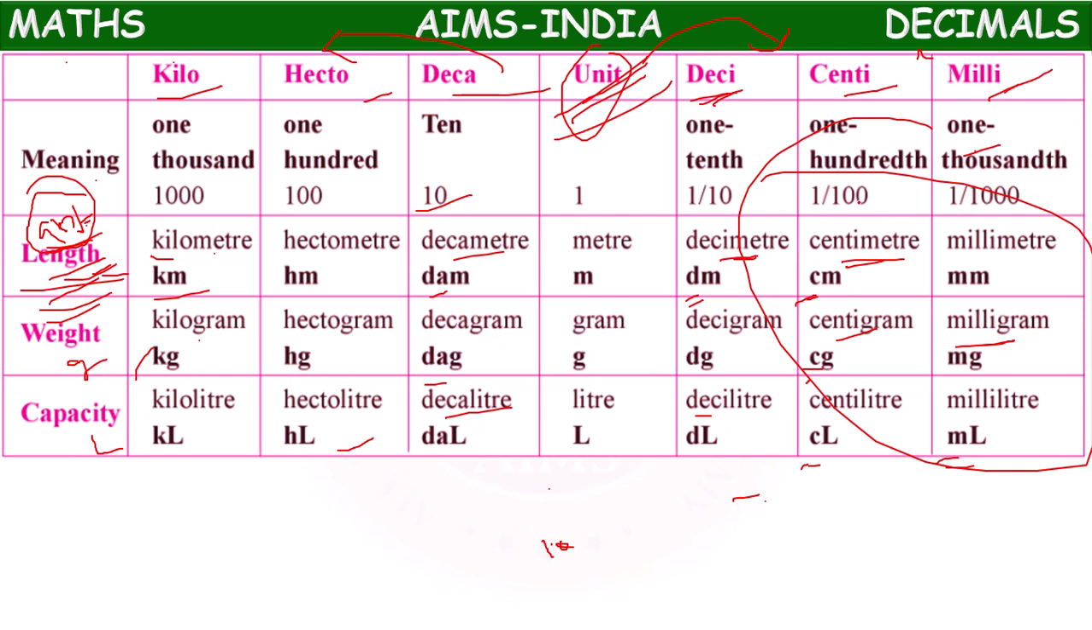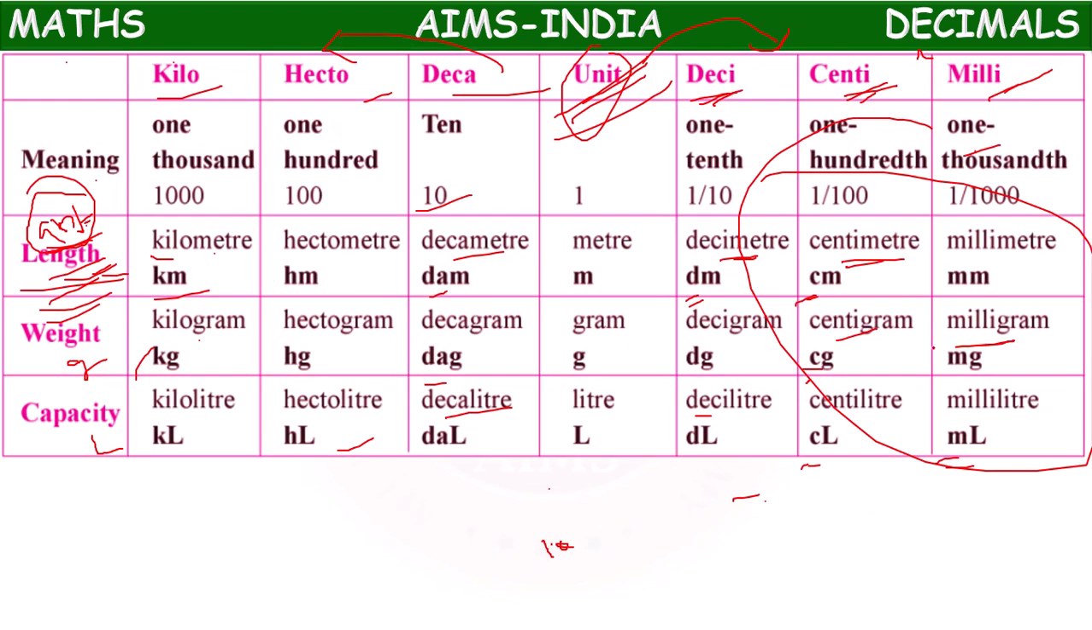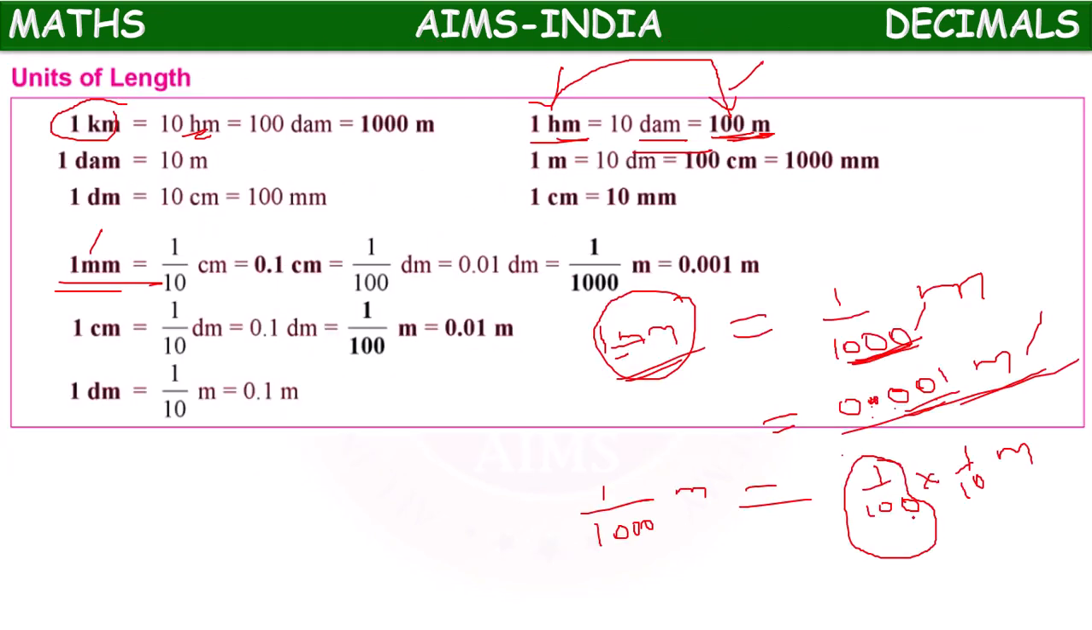Centi means how much? 1 by 100. What can we write for 1 millimeter? 1 millimeter means 1 by 1000 meter. This 1 by 1000 we can write as 1 by 100 into 1 by 10 meter. In the place of 1 by 100, what can we keep? 1 by 100 means centi. So it will become 1 by 10 centimeter, whose value is 0.1 centimeter.